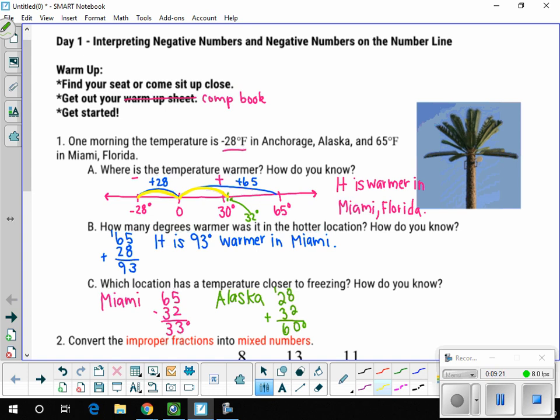So which of them has a temperature closer to freezing? What do you think, Kai? Probably Alaska. So this one is 60 degrees away from freezing, and Miami is 33 degrees away from freezing. Probably Miami. Yeah, because it's only 33 degrees. So let's write a sentence and say Miami is closer to freezing.